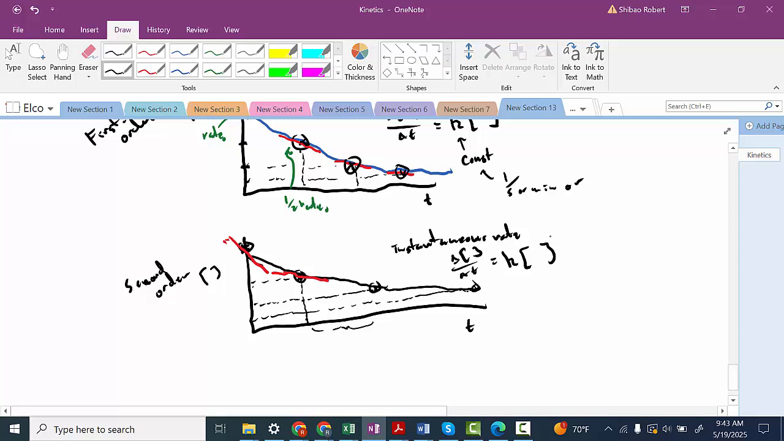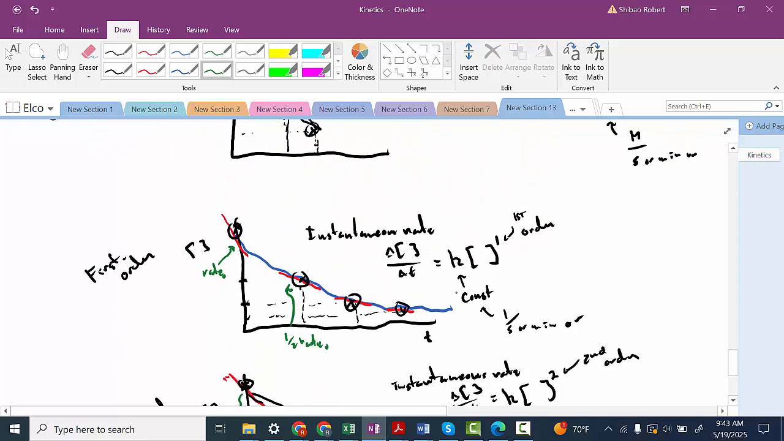And so what we see here is a squared dependence, hence second order, on the concentration. So if the concentration gets cut in half, then 1/2 squared is 1/4. So this is actually 1/4 of the original rate. And so let's say this is the rate at time 0. The rate at the first half-life is going to be 1/4 that, because of the way it decays, like this curve.